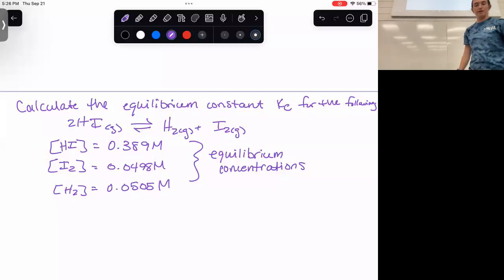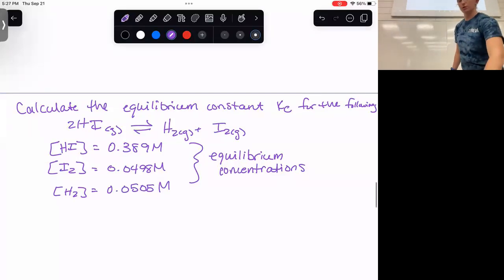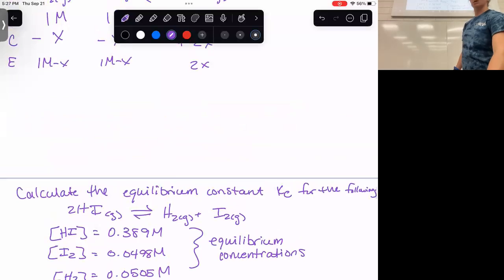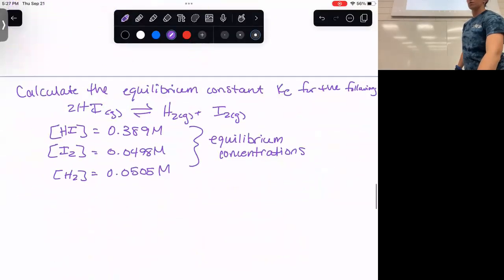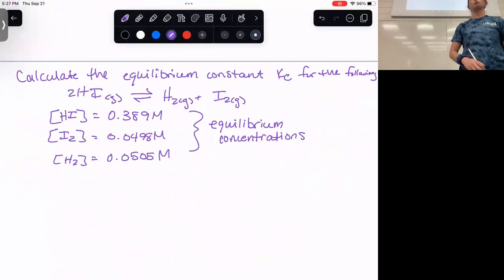Okay, so we have: calculate the equilibrium constant Kc for the following. We have 2HI goes to H2 plus I2, and we're given equilibrium concentrations. Do we want to try this? Are y'all okay to try it? Okay, give it a try. Think about what we just talked about, what it means to have an equilibrium concentration, and how that plays into what you would plug into K.